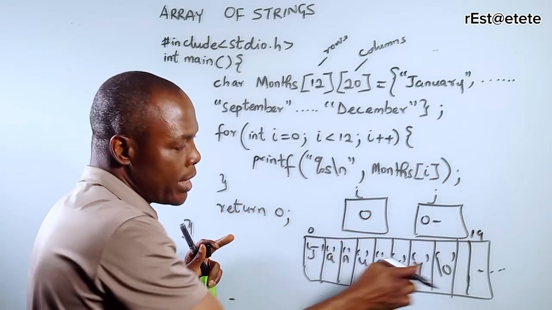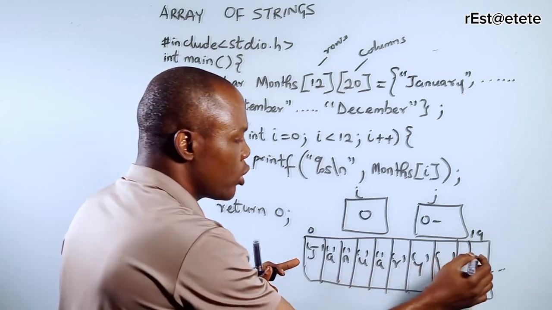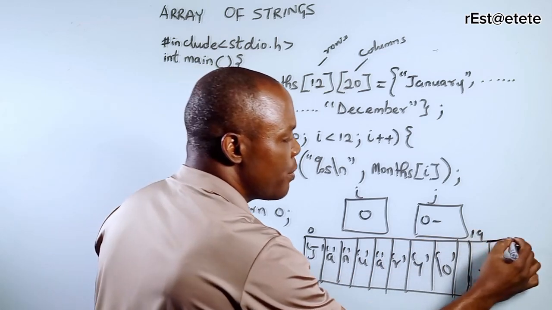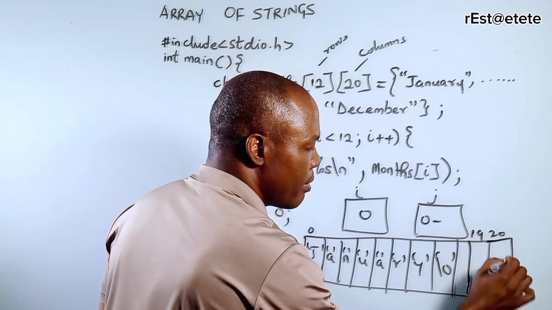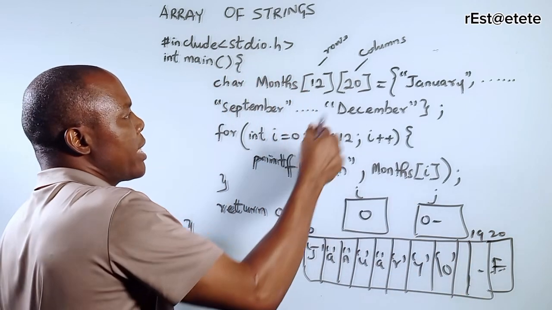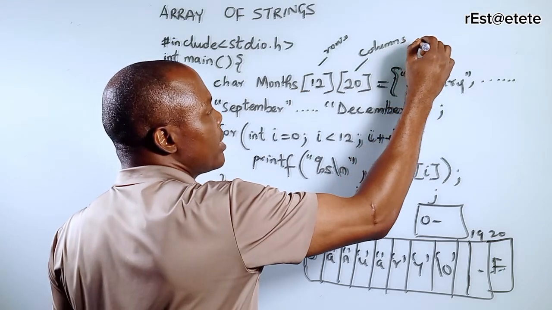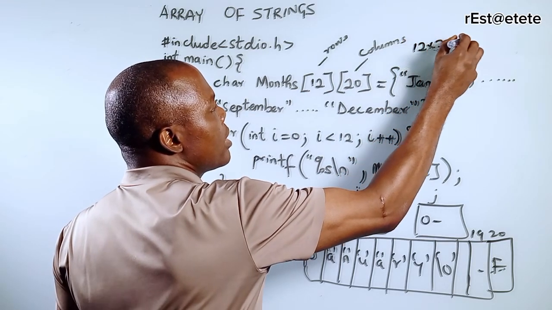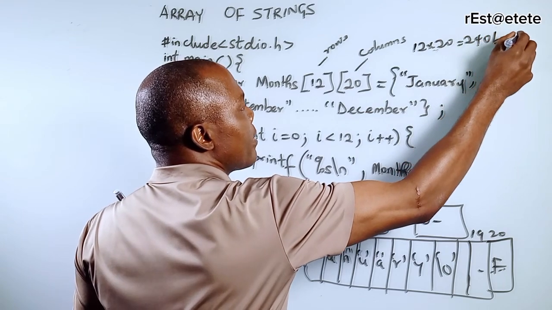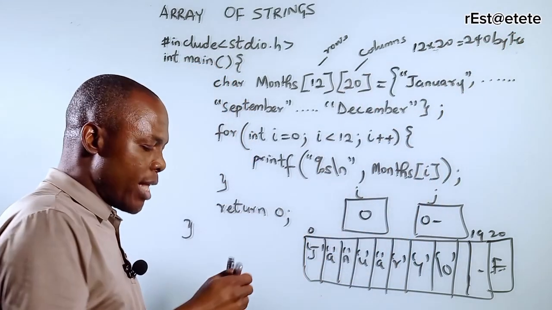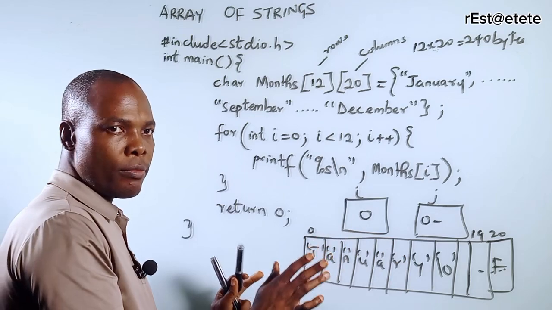So each of them will enter this. So when this one stops at 19, February will start at 20. February will start from that place, and it will go like that. So 12 times 20 will give us what? 240 bytes. That is the memory size that we allocated in the memory.